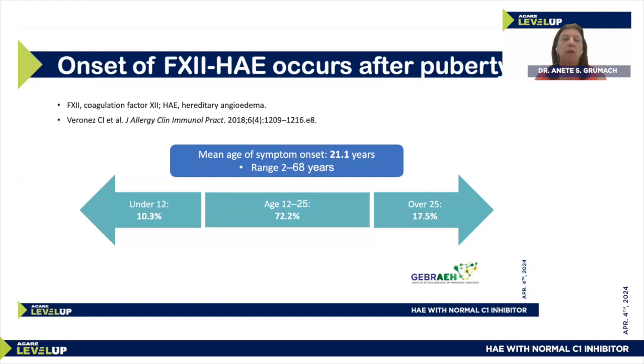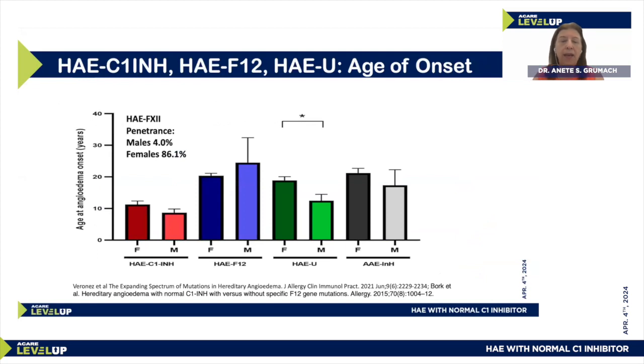I will show here some of our experiences about HAE with factor 12 mutation, and we can see here that the onset of the disease is later than HAE with C1 inhibitor deficiency. We can see here that the mean age of symptom onset is 21.1 years. It represents most of the patients after puberty. And this is something that we can see in our distribution of factor 12 mutated patients. And evaluating in comparison with HAE and C1 inhibitor deficiency, we can see here that it's true.